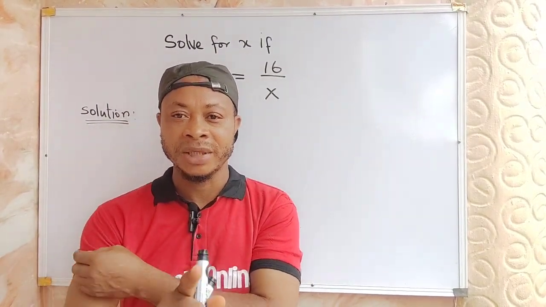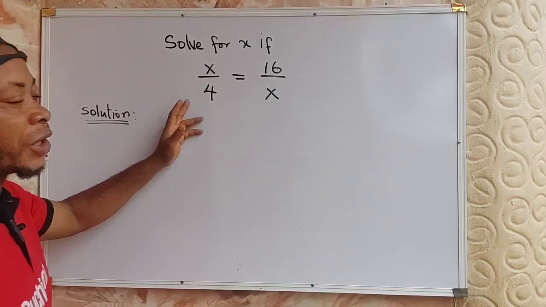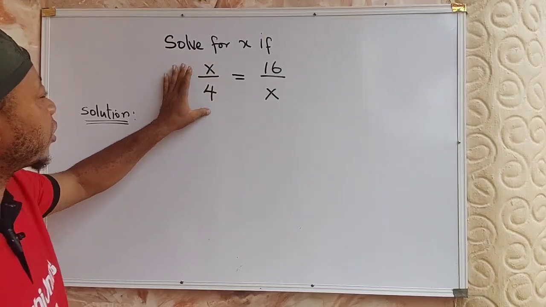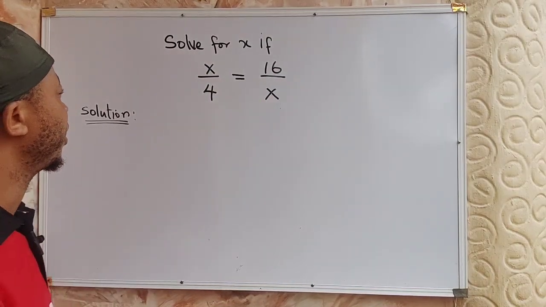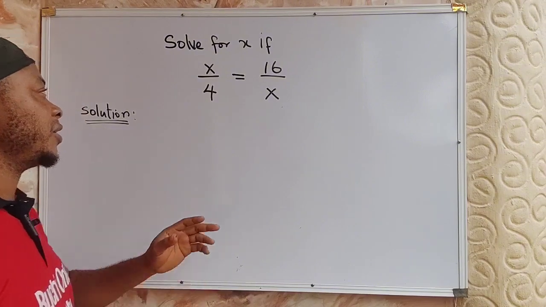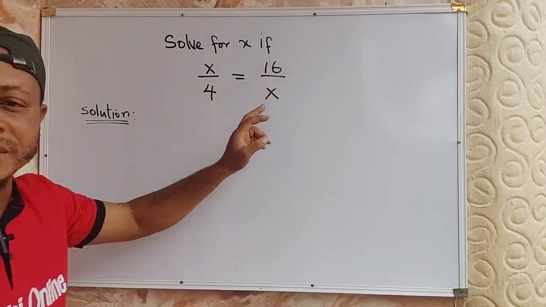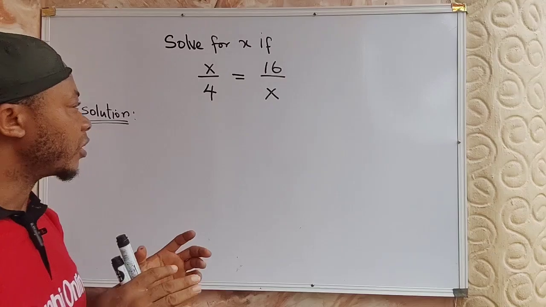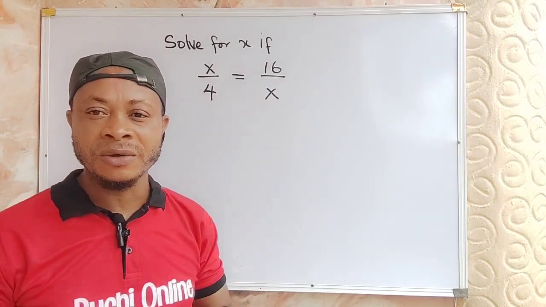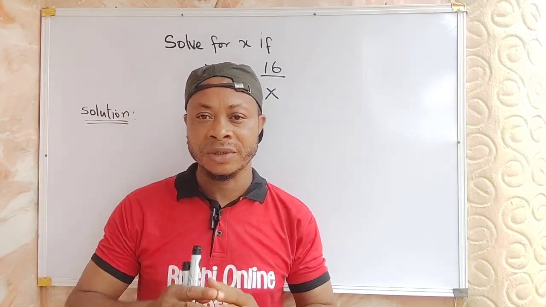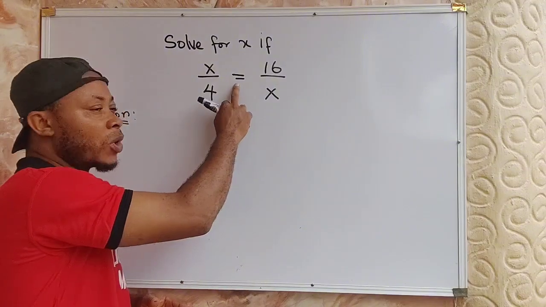Please, I want you to pay attention. This is from the topic we call algebra. So this is an algebraic equation, okay? Now, we have to solve for x if x over 4 equal to 16 over x, because x over 4 and 16 over x are two fractions joined together by an equality sign.